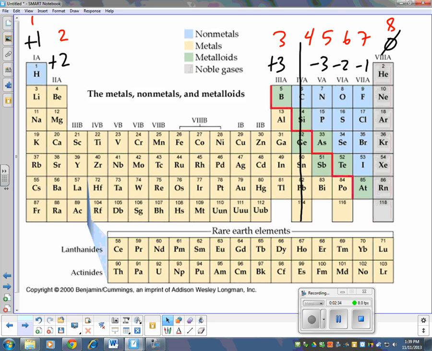So you have to be able to look at the periodic table, especially if you're going to do ionic bonding, and by looking at the charge on the periodic table, you should be able to tell what a charge is. For example, magnesium is going to have a charge of +2 where it is. Potassium is going to have a charge of +1. Sulfur is going to have a charge of -2.